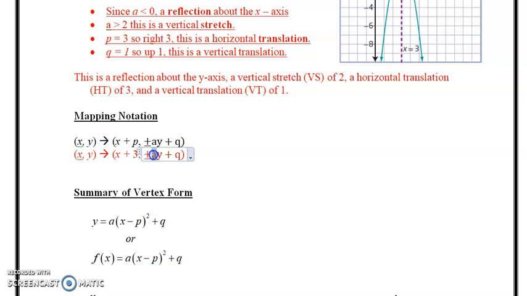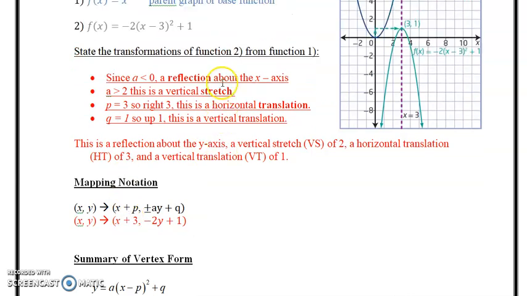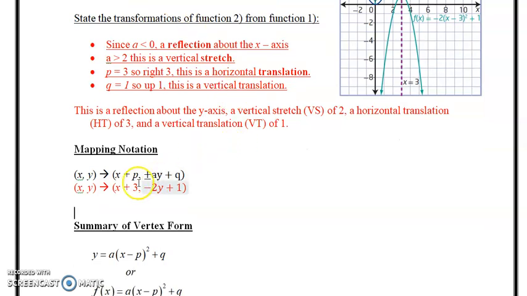Your a value was 2 when it was negative, so we say -2y. And the q value was up 1, so we play plus 1. You'll notice in the mapping notation, it's plus 3. I know the equation says -3, but it's the opposite sign because you're subtracting p, right? In the map notation, you add p, so that's why it's a different sign. This will help you map on your point-to-point here.